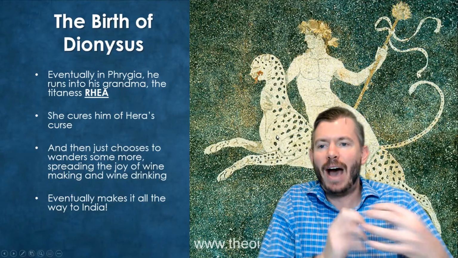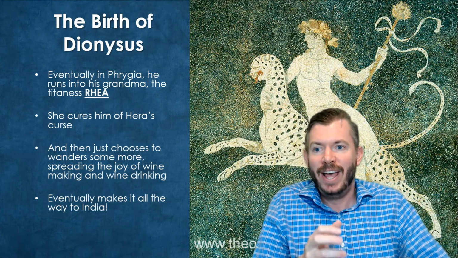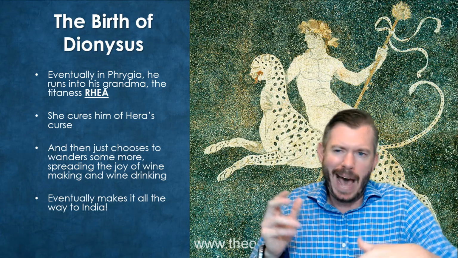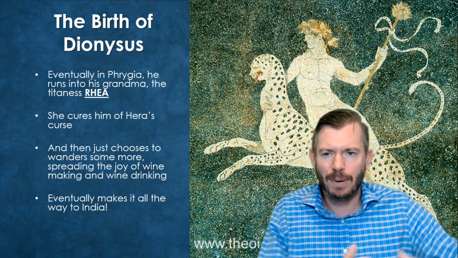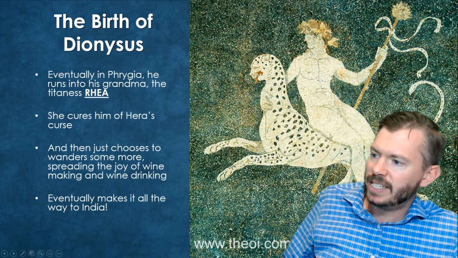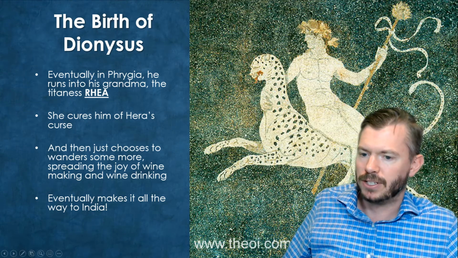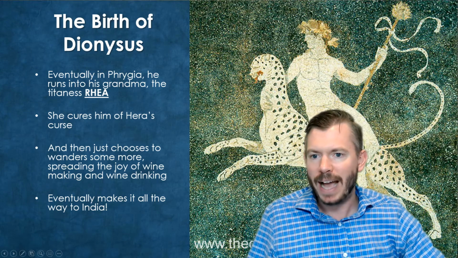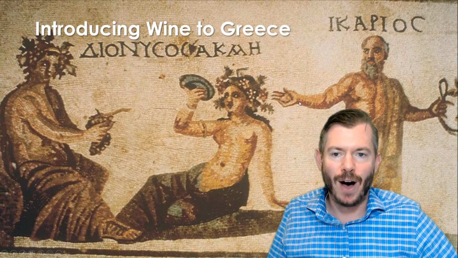And then we talked about how he was growing up. He was hiding from Hera, and then he was cursed with this madness that made him wander all over the world, in particular into Phrygia, eventually all the way to India. And that's why when you see him, he's frequently on a leopard or something like that. And then when he comes back to Greece, he brings the beautiful gift of wine.